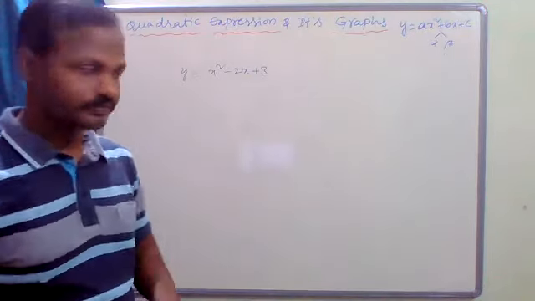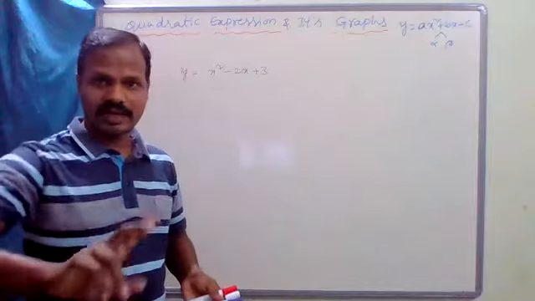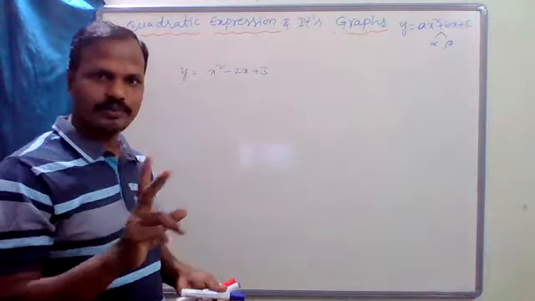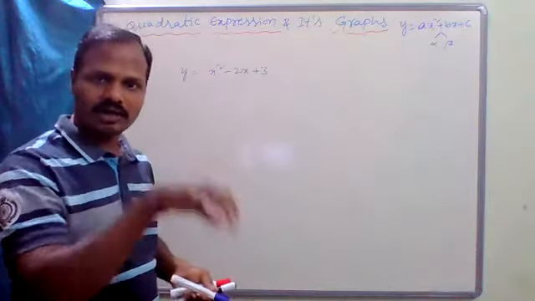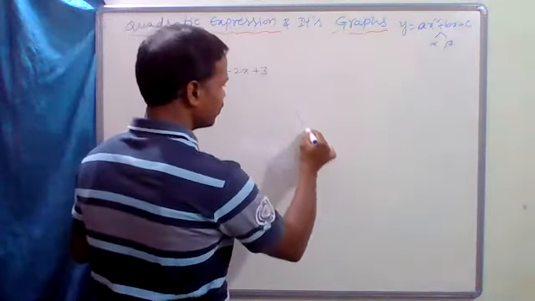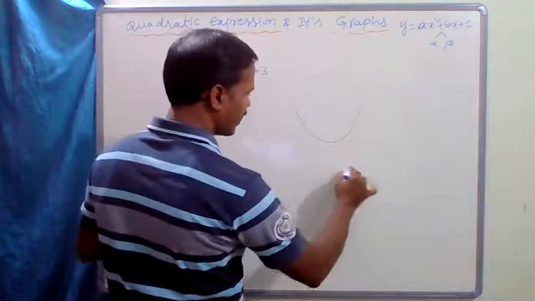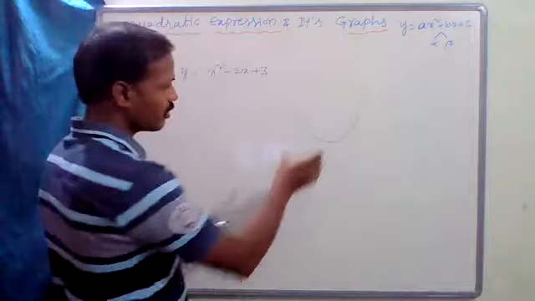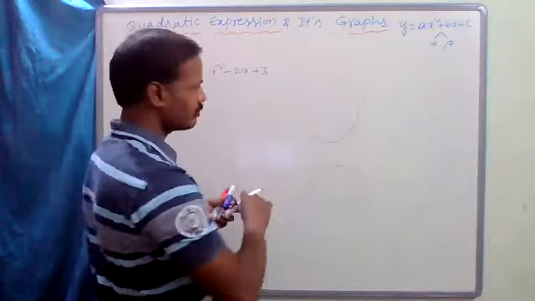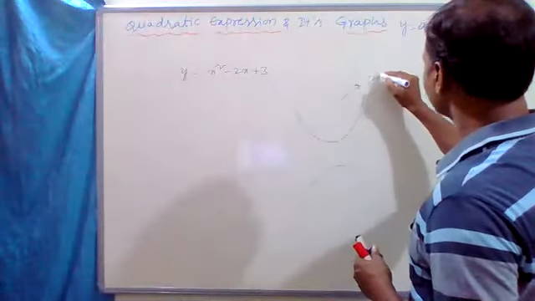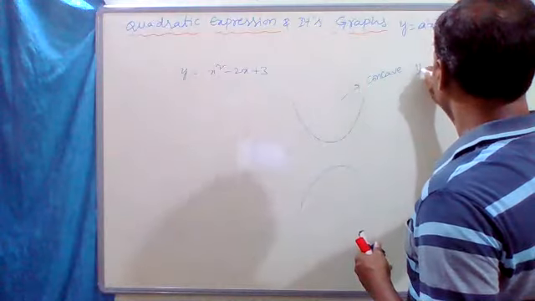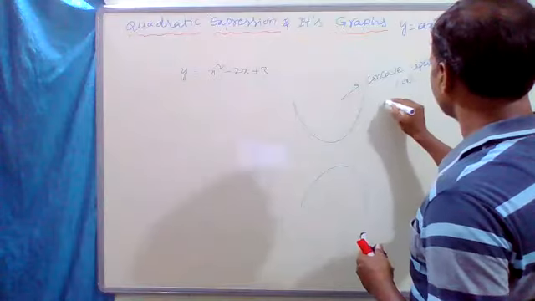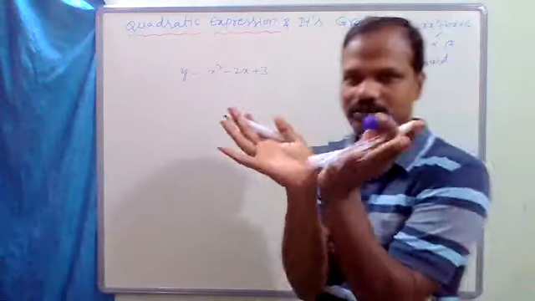First of all, the graph of a quadratic expression has two ways. The graph may be concave upward or concave downward. So the graph is like this or the graph is like this. Concave upward, or open upward. So this is called concave upward, or open upward. Open.